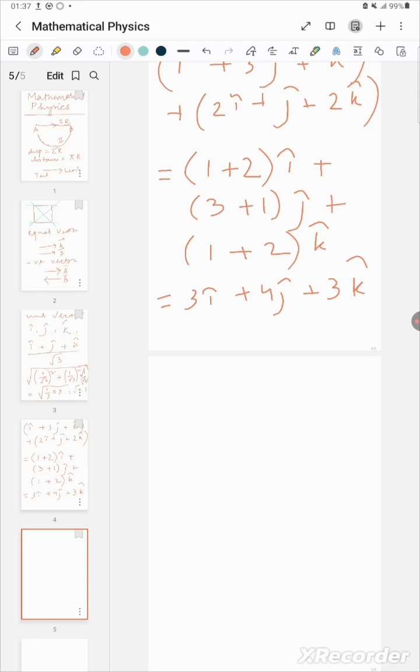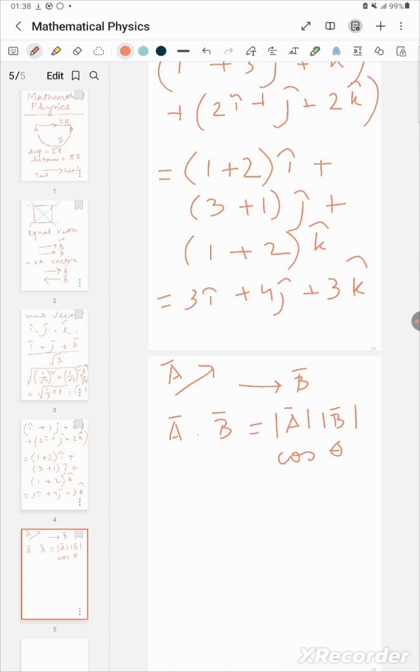Initially starting off with the scalar product. For example, if you are given two vectors A and B, then the scalar product between the two of them would be A dot B is equal to modulus of A into modulus of B into cos theta. Theta is the angle between vector A and vector B.